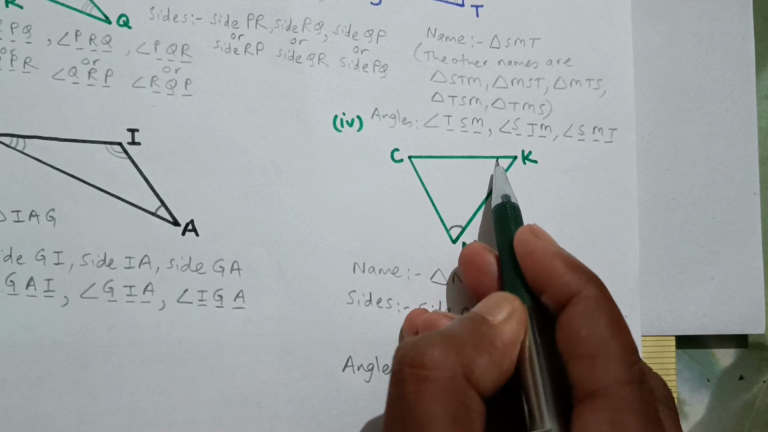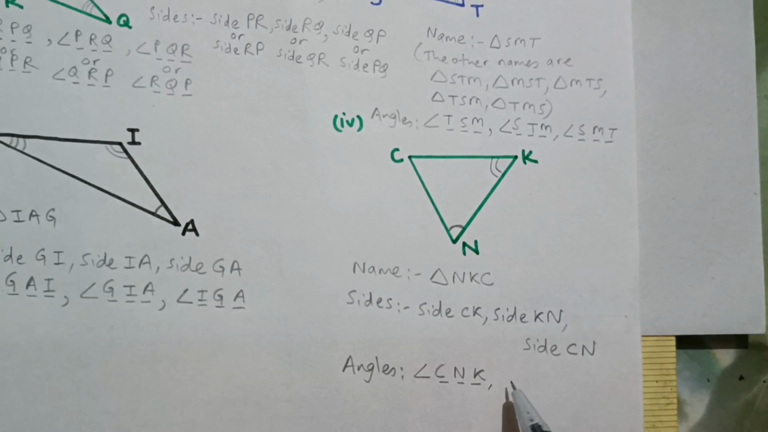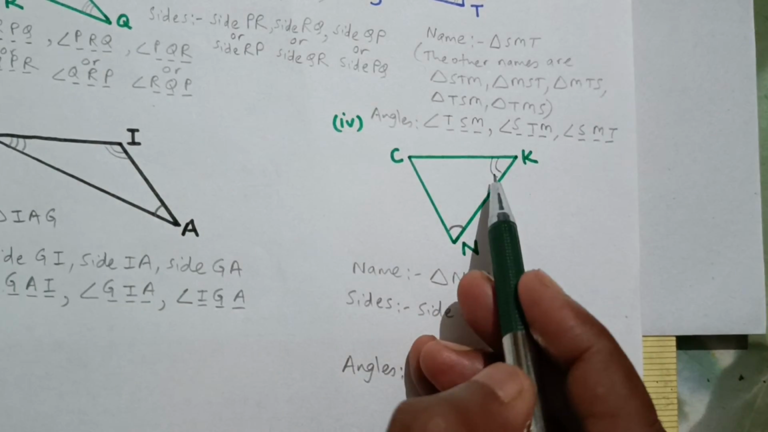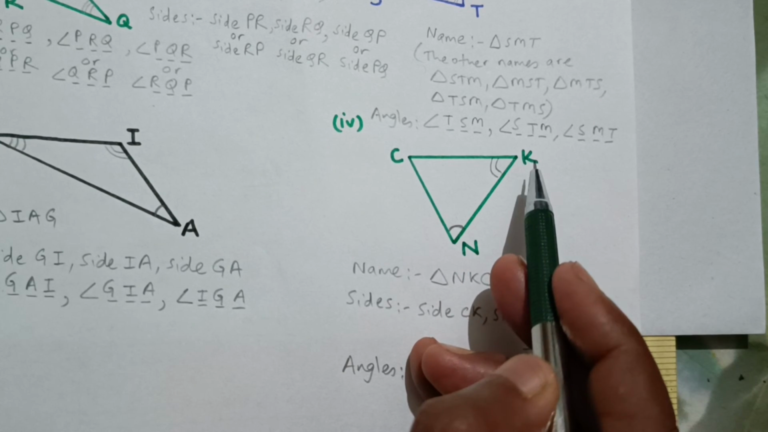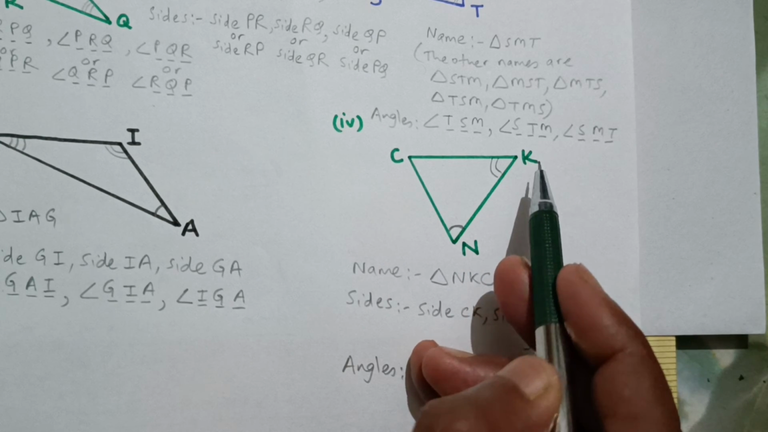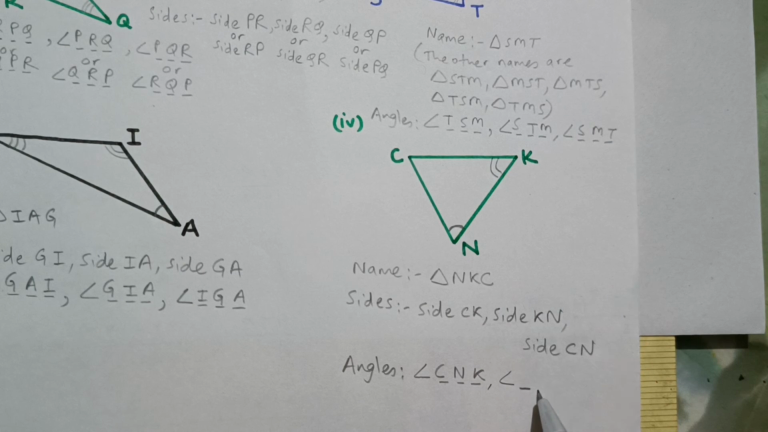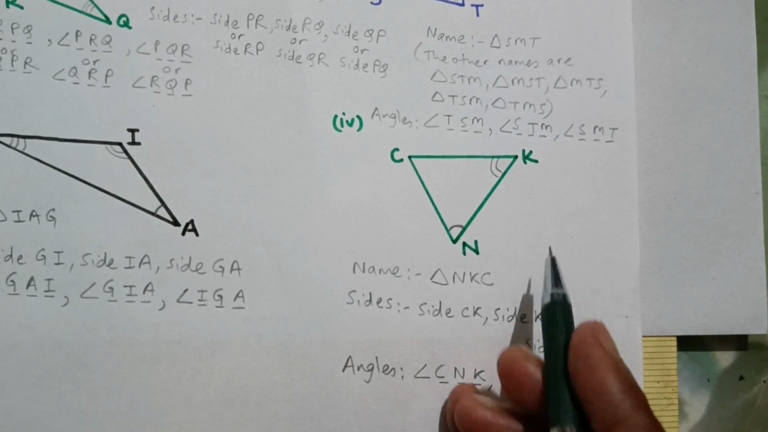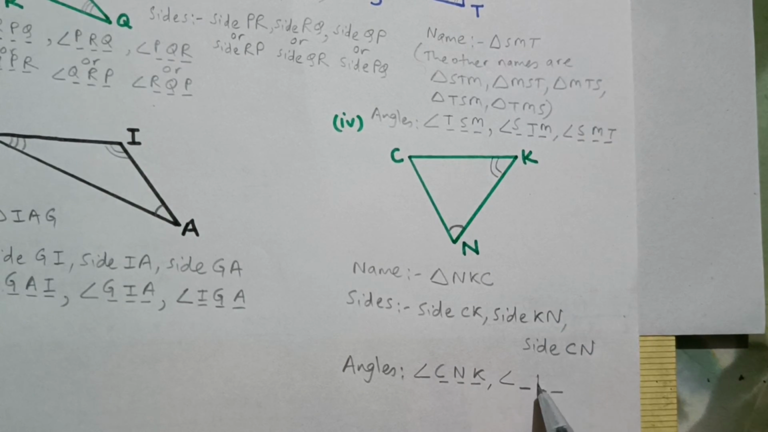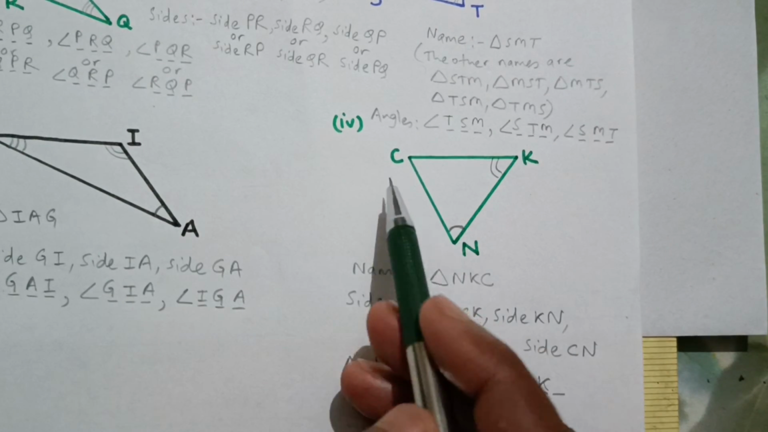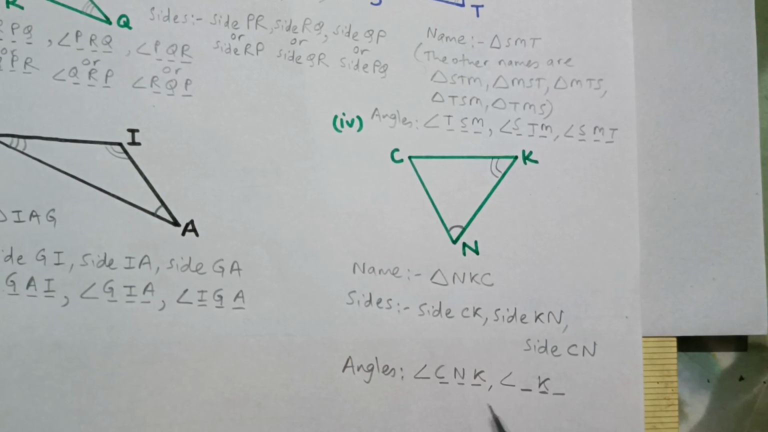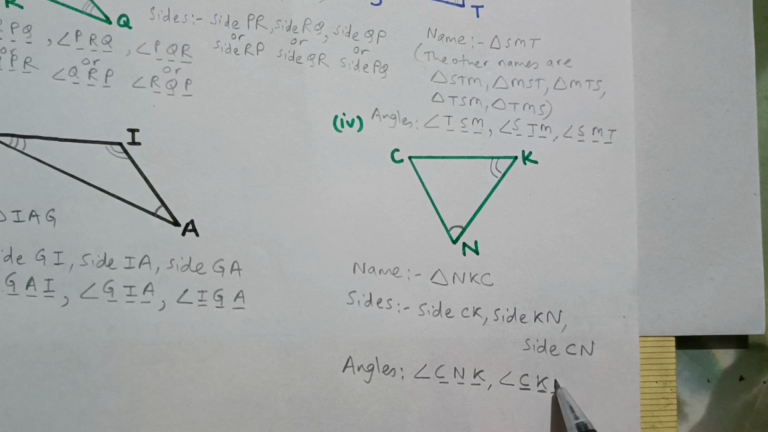Then let us go to this angle. Now this angle is formed at corner K or the vertex K. So the middle letter will be K. And then the remaining two letters are C and N. So I will write C over here and N over here. You could have written N over here and C over here also. So this angle is angle CKN.